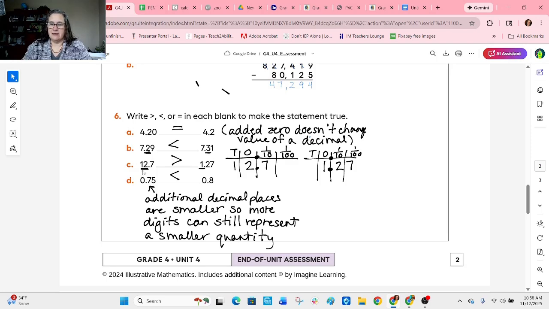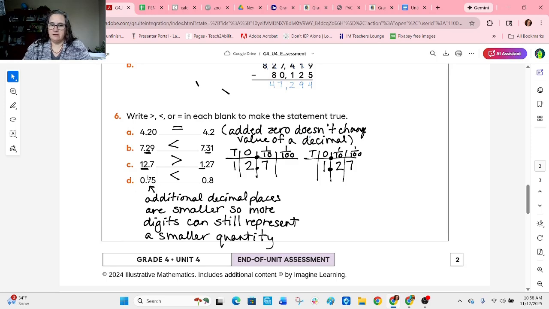In C, again, we have the same digits, 1, 2, and 7, in the same order, but place value is key. Because we have tens and ones and tenths instead of ones, tenths, and hundredths, that means that 12 and 7 tenths is greater than 1 and 27 hundredths. And again, drawing pictures for these and representing them visually, drawing those 12 wholes as opposed to one whole, is going to really help students solidify this understanding.